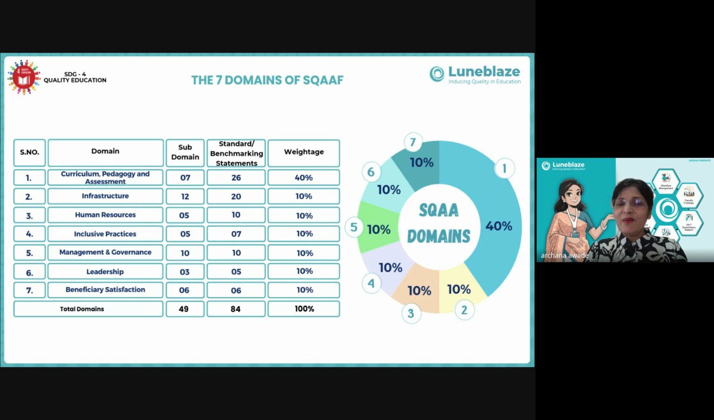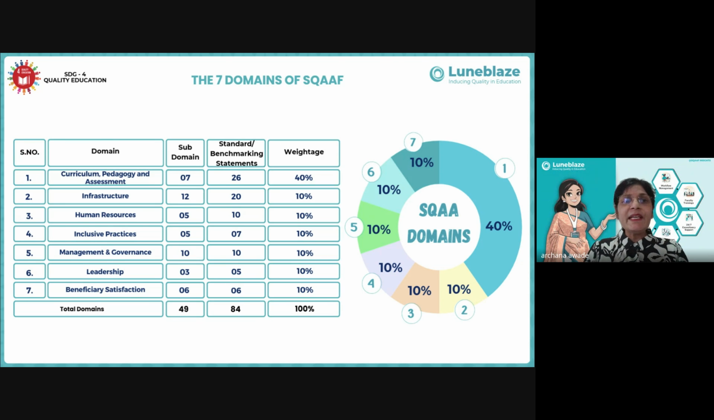People make the system work, and so the third domain is human resources, with 10% weightage, 5 subdomains, and 10 quality standards. This domain focuses on the recruitment, professional development, wellness, performance appraisals, and motivation of the staff.